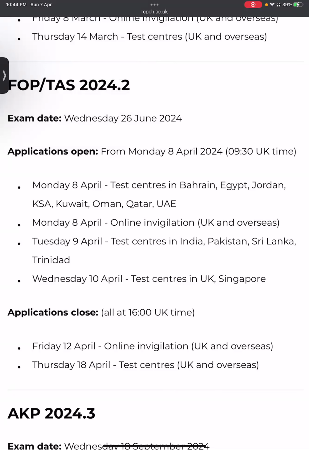Tuesday, 9th April is for test centers in India, Pakistan, Sri Lanka, and Trinidad. So this one is for test centers in India. But if somebody says, I'm from Kolkata and for some reason I don't want to apply in the center, or I'm from Kerala and I don't have any centers around me, although Bangalore is there, and for some reason I decided I want to go for online, in that case, what will I do?